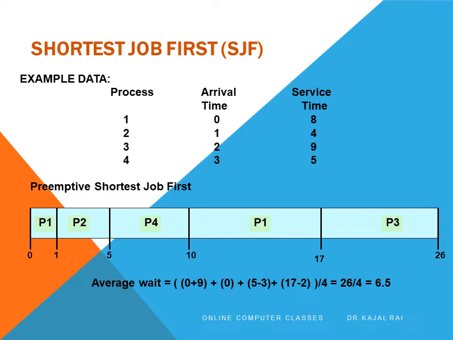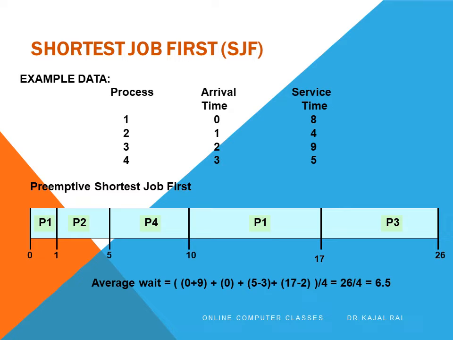Now let us consider an example of SJF. We have 4 processes with different arrival times and different service times. Service time is the next CPU burst time, meaning how much time a process needs the CPU. We can say burst time, it is the same. So at time 0, process P1 comes and it gets the CPU because it does not need to wait.